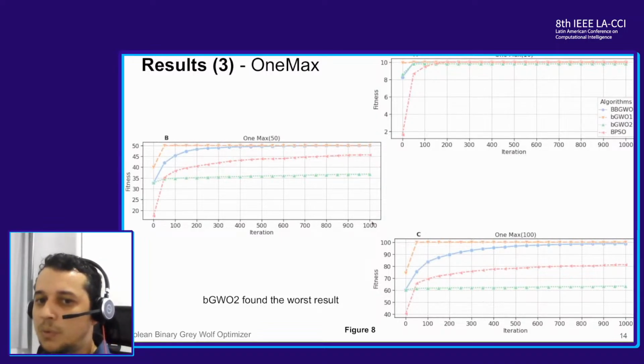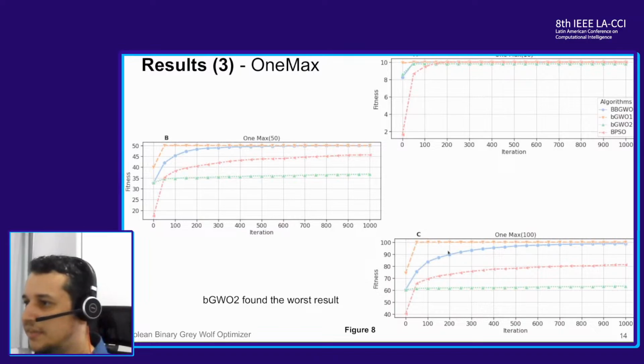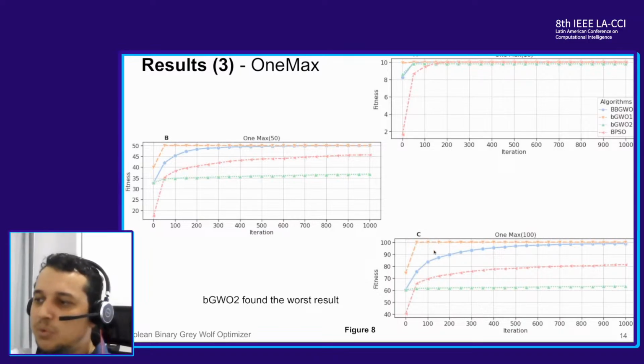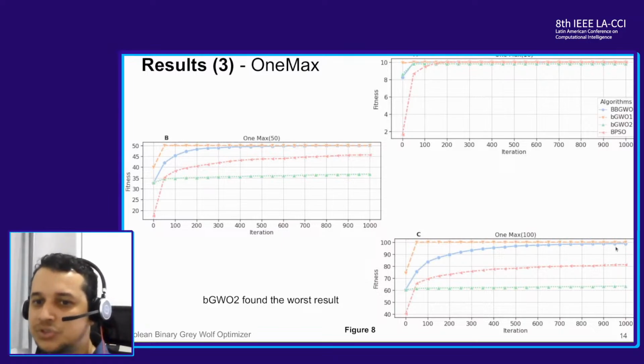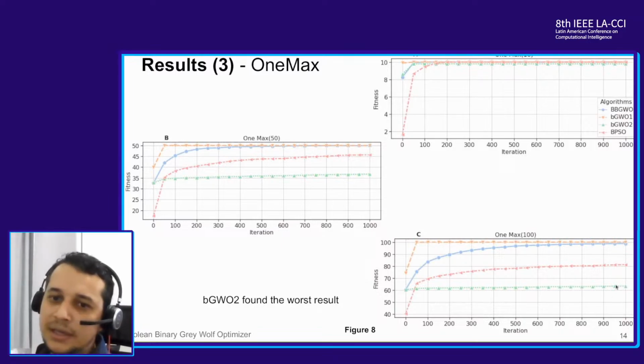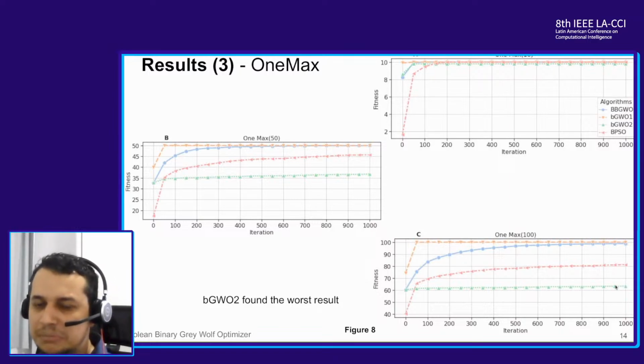The results from 1max are shown in figure 8. In A, we see 10 dimension. Here we see that all algorithms have similar results, but in C, in 100 dimension, we see that BGW1 is slightly better than BBGWO. Additionally, BGW2 here found the worst result in the problem.